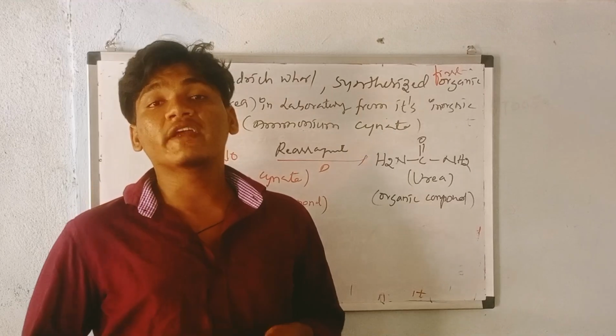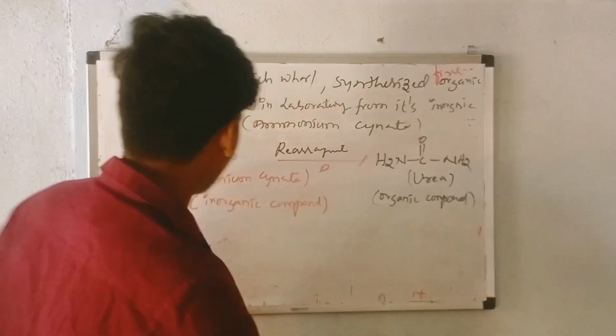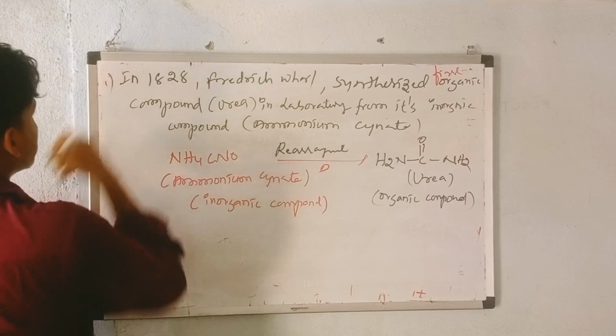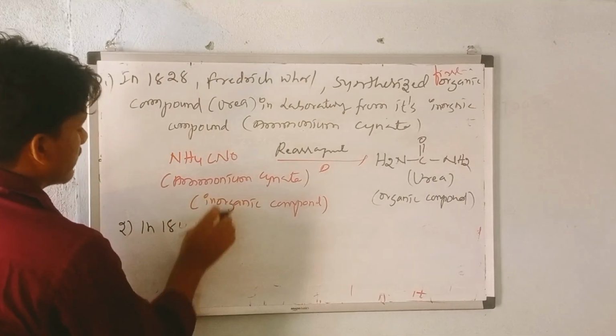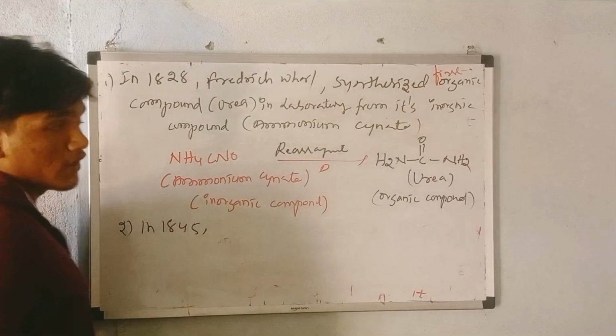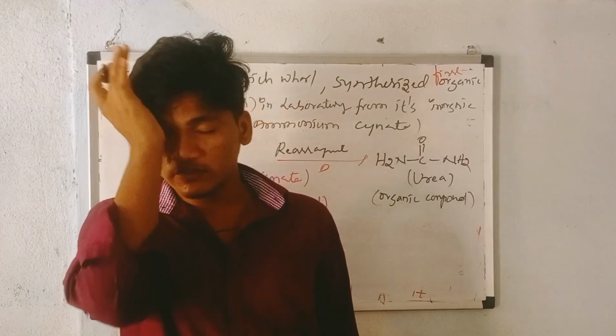Again, in 1845, the scientist named Kolbe. He is the second scientist, in 1845. Who is the scientist? Kolbe.